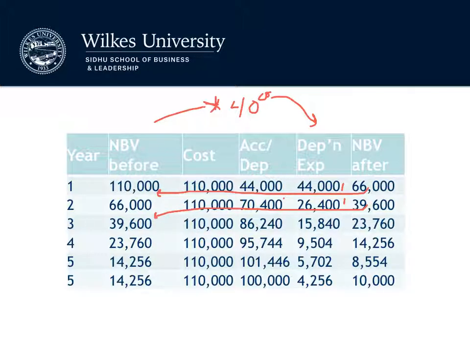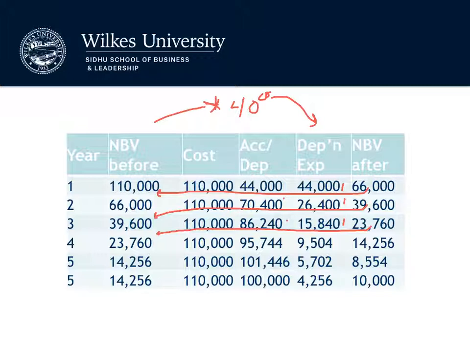This again becomes 40%, so depreciation is $15,840. Accumulated depreciation becomes $86,240, and net book value afterwards of $23,760. Net book value at the end of year 3 becomes the net book value at the beginning of year 4. When you're dealing with double declining balance, you really need to start paying attention to the ending net book value, because this is where you might have to make some adjustments. You might have to make adjustments in year 4, even though the life is 5 years.